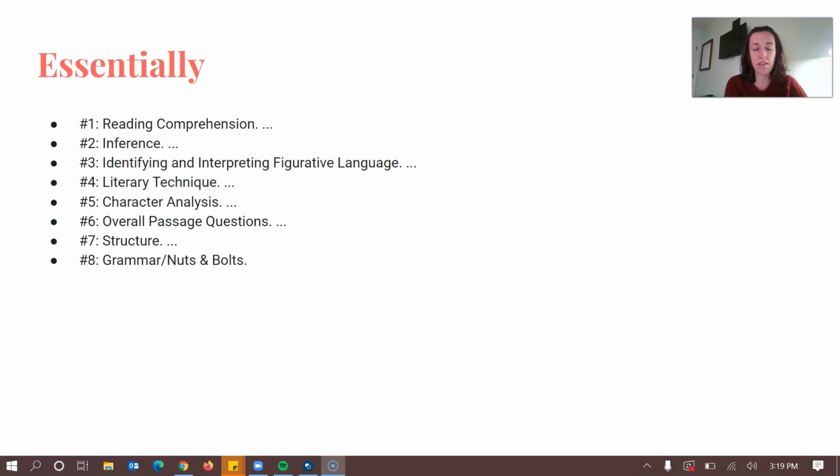So as you take this practice exam, you're going to start to feel what that's like. Reading a passage with depth, intensity, and speed so that you can be able to answer what those reading comprehension questions are asking of you, or the inference questions, or the overall passage questions. The other questions are the more specific lit term questions. So identifying, interpreting figurative language, character analysis questions, literary technique questions, and then lastly, the structure and the grammar questions, which are kind of not that common. They happen, but they're not the bulk of the questions.